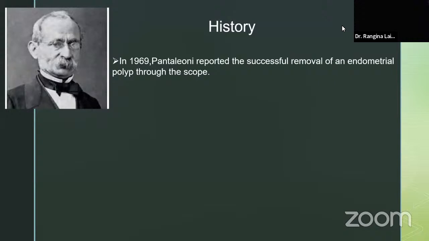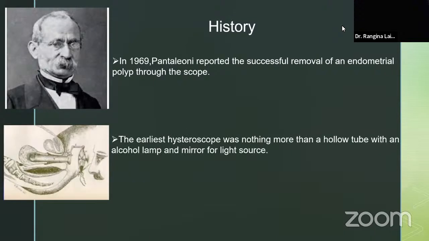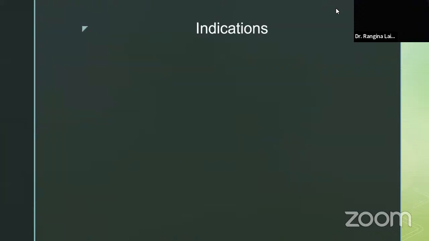Coming to history, I would not like to take long discussing it, because every one of us knows that in 1869, Pantaleoni reported the successful removal of an endometrial polyp. He didn't use any hysteroscope like what we are using today, but just a hollow tube which he inserted, with an alcohol lamp and a mirror as the light source.